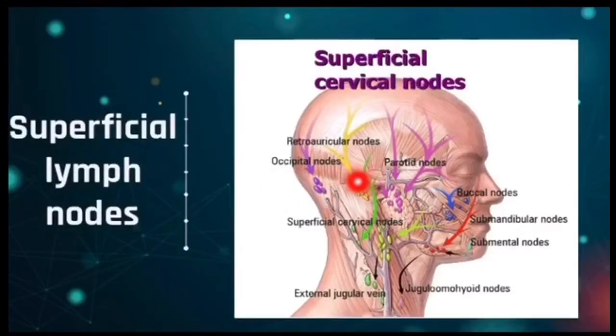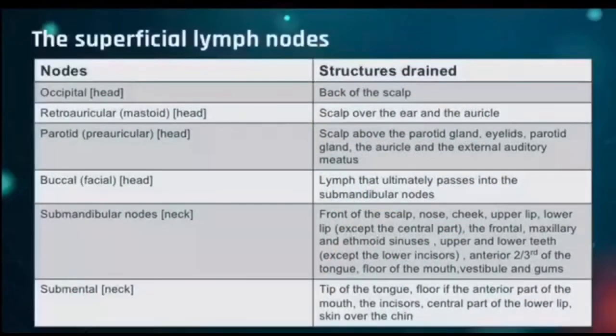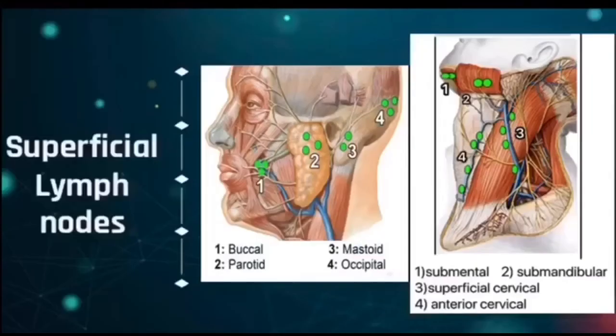the occipital lymph nodes, the parotid lymph nodes, the buccal lymph nodes, and all the other lymph nodes in the head and neck. And for the deep lymph nodes, for example, the infrahyoid lymph nodes, the internal jugulo-omohyoid nodes, and all the others. In these slides, I'm going to talk about the lymph nodes in the head and neck and the structures they drain. So let's move to the pictures for more clarity.